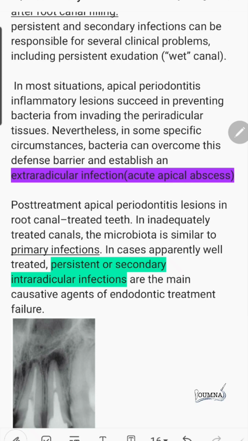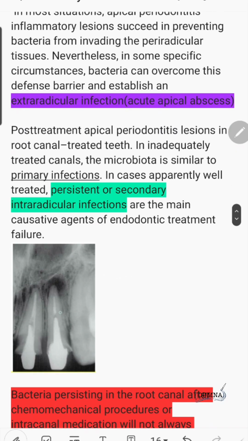Post-treatment apical periodontitis lesion in root canal treated teeth: in inadequately treated canals, the microbiota is similar to primary infections. In cases apparently well treated, persistent or secondary intraradicular infections are the main causative agents of endodontic treatment failure.